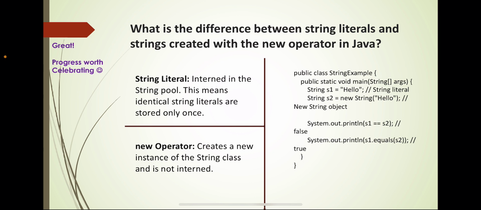The third question is, what is the difference between string literals and strings created with a new operator? A string literal is interned in the string pool, which means that identical string literals are stored only once. The new operator creates a new instance of the String class, and it is not interned. So when you say s1 is equal to "hello", it's a string literal, and s2 is new String("hello"), which creates a new string object. So when you say s1 == s2, it gives false, because one is a string literal and the other is a new string object. And then you can try s1.equals(s2) to get a true result.